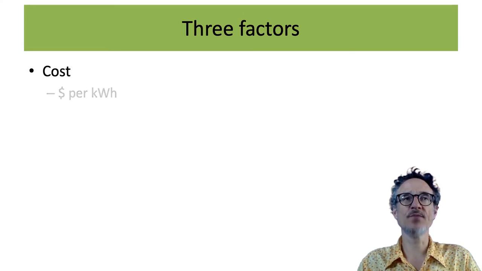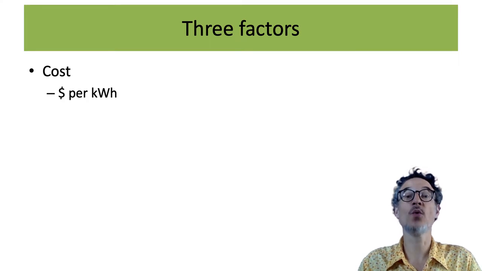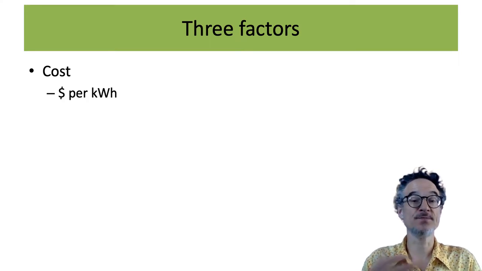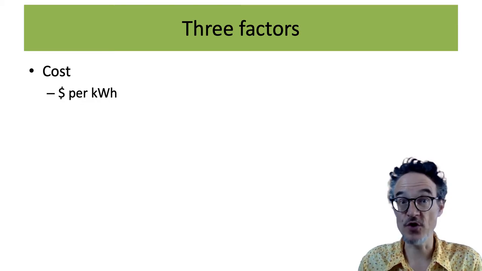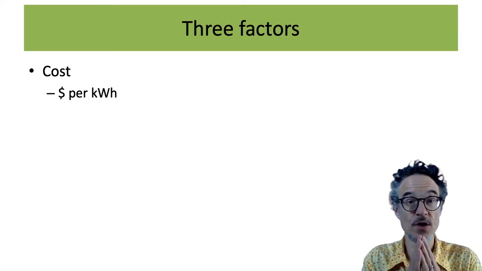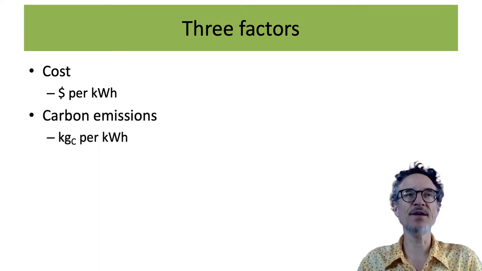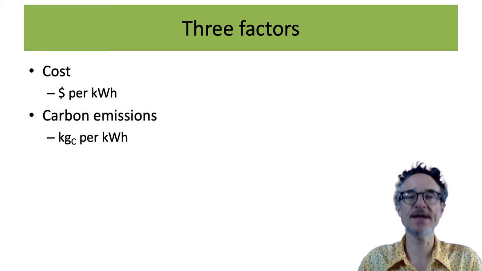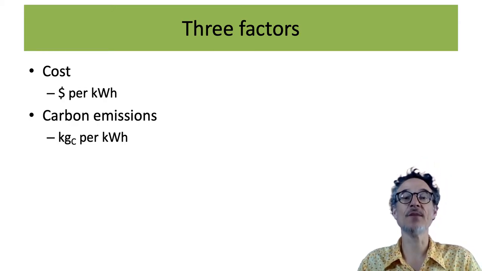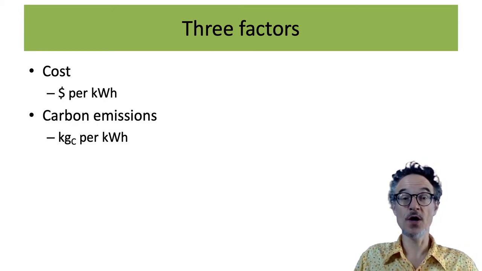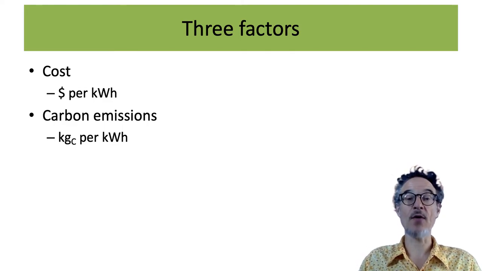One of them is very simple. That's just the cost. And that's often how many dollars per kilowatt hour. Electricity is measured in kilowatt hours. If you look at your electricity bill, you'll see a number in kilowatt hours. If it's carbon emissions, that's usually kilograms of carbon or kilograms of carbon equivalent per kilowatt hour.